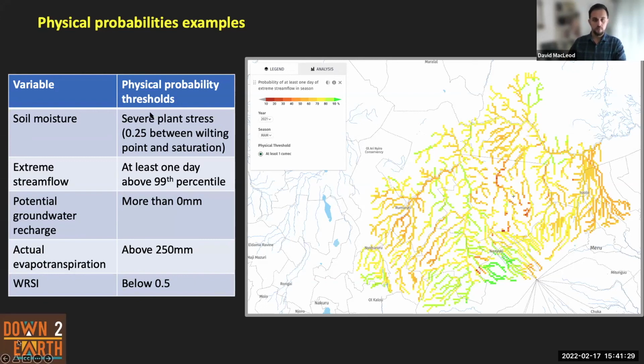So for soil moisture, we're looking at what we're calling severe plant stress, which is 25% between wilting point and saturation. Extreme streamflow, at least 1 day above the 99th percentile. Groundwater recharge, looking at more than 0 millimeters. And evapotranspiration above 250 mil and WRSI below 0.5.